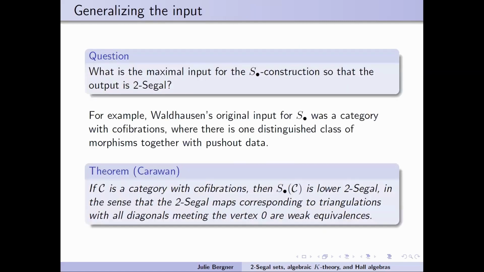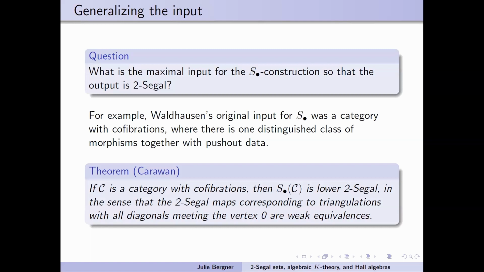All right, so one question you can ask is, how far can we push this? We pushed from exact to proto-exact. Can we push this further? So what is the maximal input? The most general thing we can feed into the S dot construction and get something out that is 2-Segal.